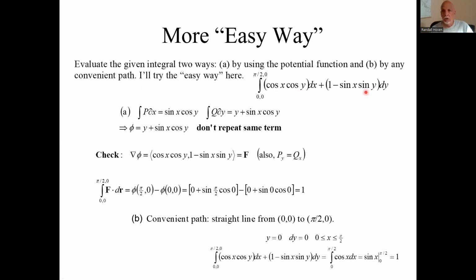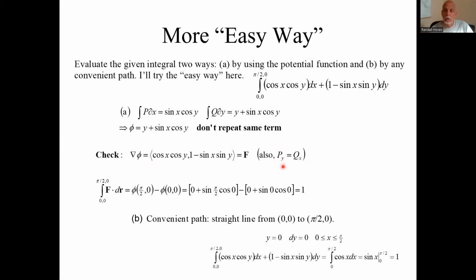Here's our P, here's our Q, that's all you have. Integrate this with respect to x. I'll have sine x cosine y. Integrate this with respect to y. I have y plus sine x cosine y. So they both have sine x cosine y in them, so I only include it once. So this is my whole phi. Got it? And again, we check, and lo and behold, the gradient of that is indeed equal to F. You could have checked it without taking the whole curl; it's only 2D, so that this is also true.